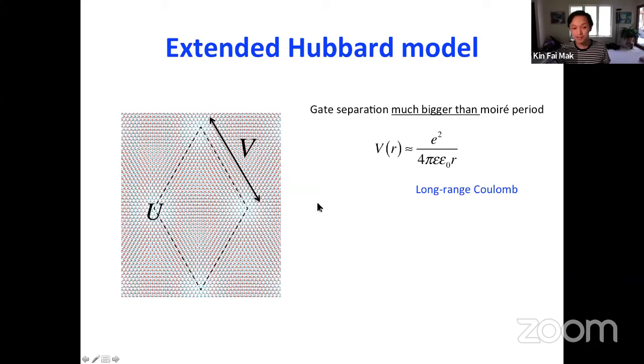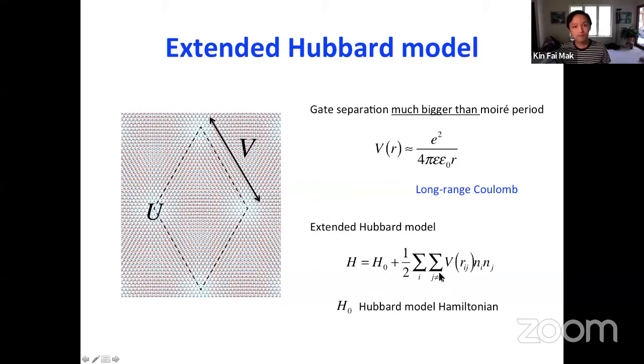So in general, we really have to include the long-range Coulomb potential in the description of the physics in this system. And a more correct model to describe the physics in this system would be something called the extended Hubbard model. It's extended in the sense that the H0 here is the original Hubbard model Hamiltonian that takes into account only the on-site Coulomb repulsion U, but we also have to add a term that is due to the long-range Coulomb potential between the interacting electrons. So we call it the different V's here, representing the Coulomb potential that is not the on-site U.